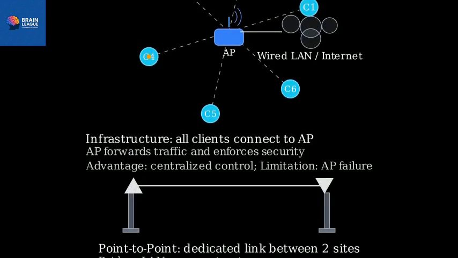Point-to-point, a dedicated wireless link between exactly two nodes. Often used to bridge two buildings or sites with a stable, high-bandwidth wireless cable. The antennas are directional and aimed at each other. Watch a steady stream across the link.